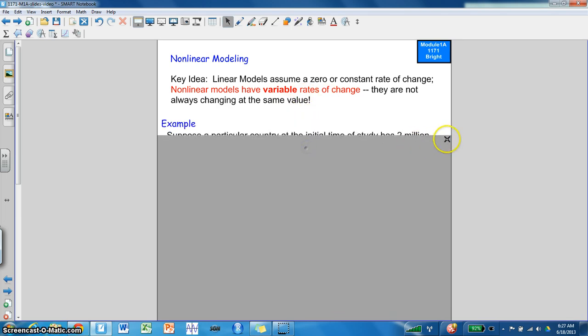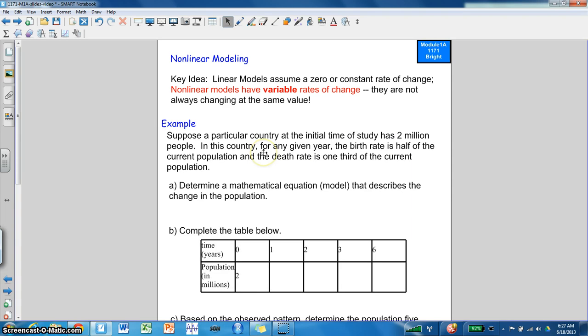Okay, so we have an example here. In a country, when we start studying them, they start out at 2 million people. In any given year, the birth rate is half of the current population, and the death rate is 1/3 of the current population. So whatever the population is for a given year, the number of births is half of that, and the number of deaths is 1/3 of that. Okay, so our job is to determine a mathematical equation, or a model, essentially, that describes the change in population.